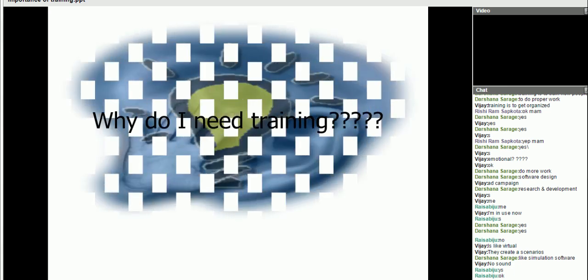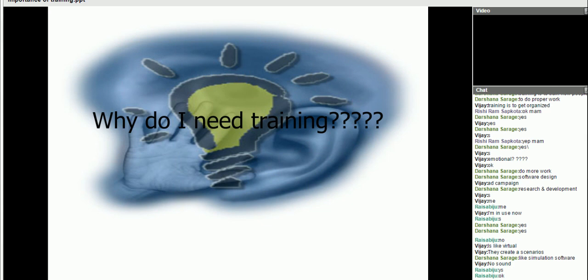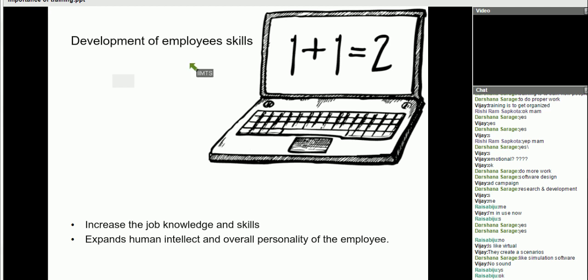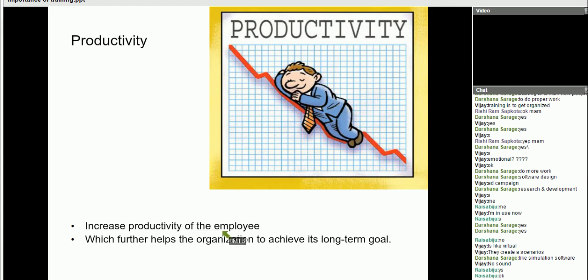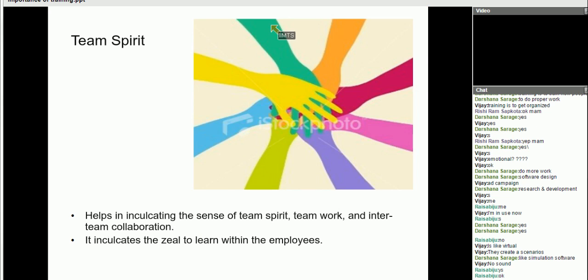Yeah, the question is, why do I need training as an individual, if I speak? There is development of the skill of employees, increase in job knowledge and skills. It expands the human intellect and overall personality of the employee. The productivity goes up, increases the productivity of the employees, which further helps the organization to achieve its long-term goal. Then it helps in inculcating the sense of team spirit, teamwork and inter-team collaboration, especially when the training program is outside the city and the team has to go out together for like 3-4 days. Then definitely they get to know each other very well.